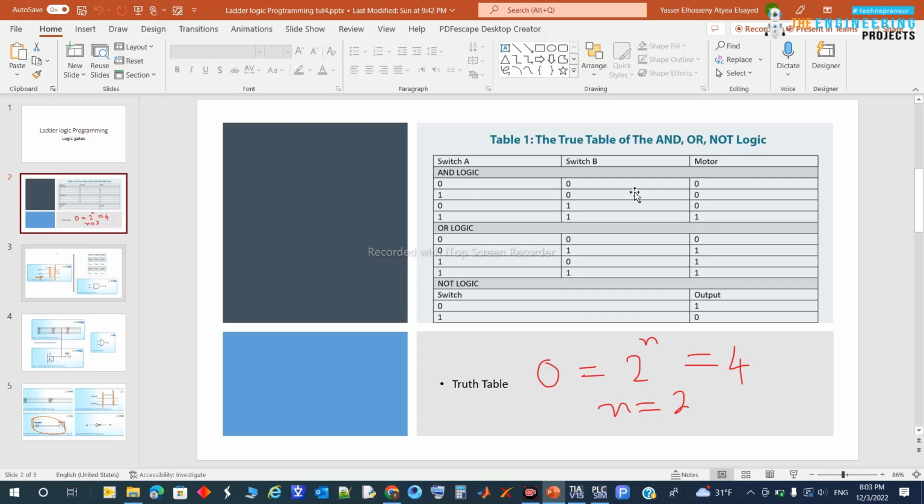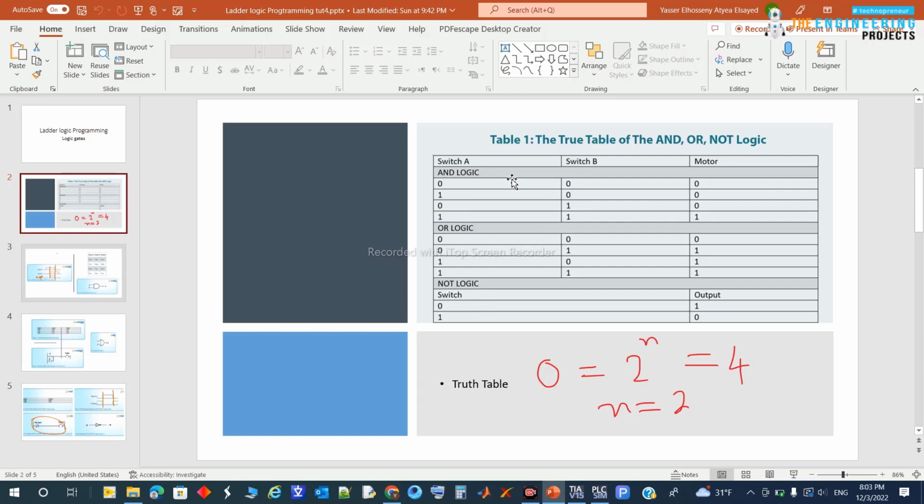Here there is a formula at the bottom: 2 to the power n, where n is the number of inputs, gives the number of states. Here n is 2, so the number of states is 4. But for the NOT gate, there is only one input, so the number of states would be 2, on and off.